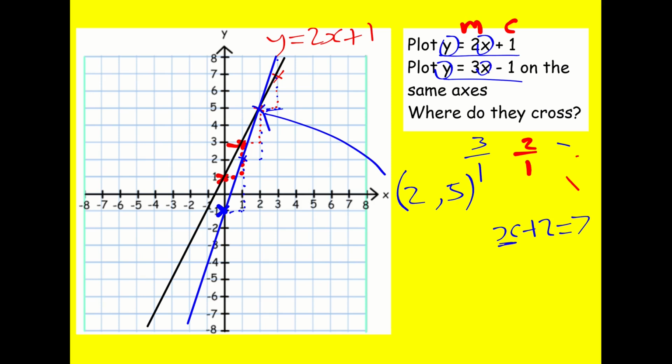I want to find where they have the same values. So when I put in x, I get the same y. That is the key to it, because they're going to have the same value of y. So if these are the same, I can actually write down that the right hand sides are the same. 2x plus 1 must equal 3x minus 1. This is my first step. Step 1.